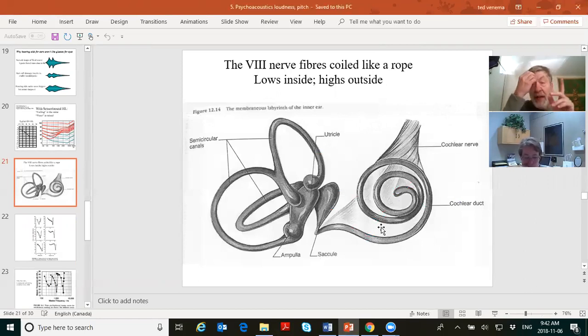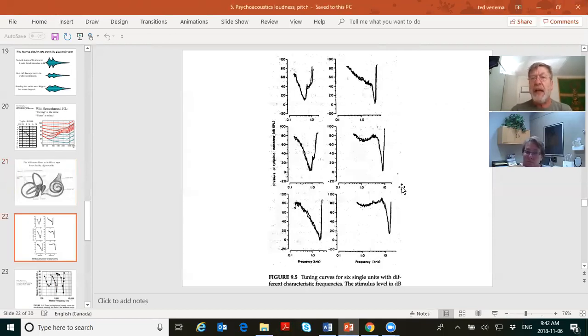So look at how the eighth nerve is tonotopic as well. The fibers on the outside are high-frequency fibers. The fibers on the inside of the nerve are low-frequency fibers. And you can see that in this picture highlighted. So the eighth nerve also is tonotopic. And many people describe the eighth nerve in terms of tuning curves.